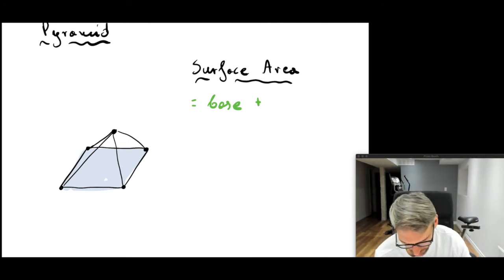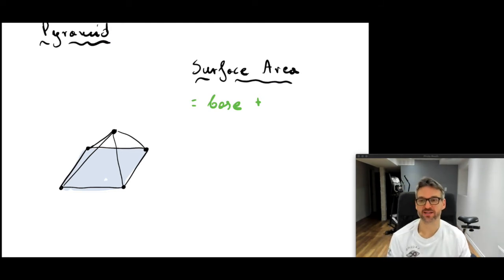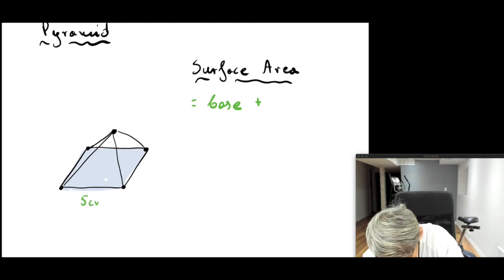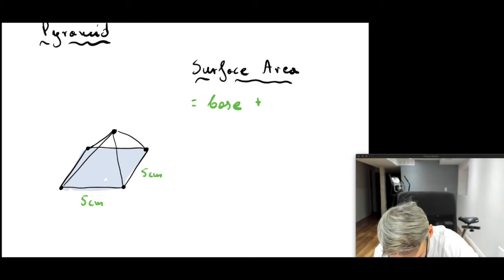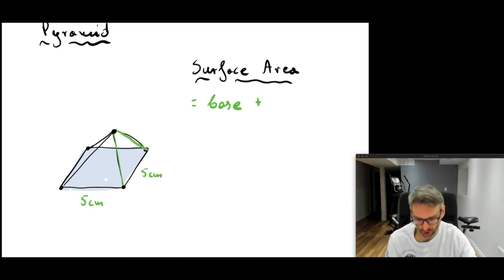Of course, this will depend on the base. If the base is a square all the way around, and this is a proper pyramid where all the sides are the same, then that's not bad. For example, 5 centimeters, 5 centimeters, so all the sides are 5 centimeters, so it's a square. Then let's assume that the sides are the same, meaning these distances right here are all the same.